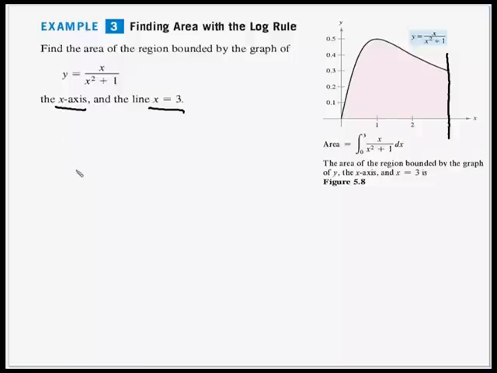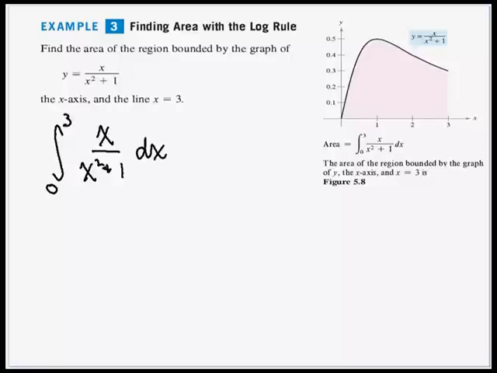So let's set up our antiderivative. They didn't really give it to us on this one, but they gave us everything we need. We want the definite integral from 0 to 3, and we can get that from the setup information or from the picture here. Our function is x divided by x squared plus 1 dx.